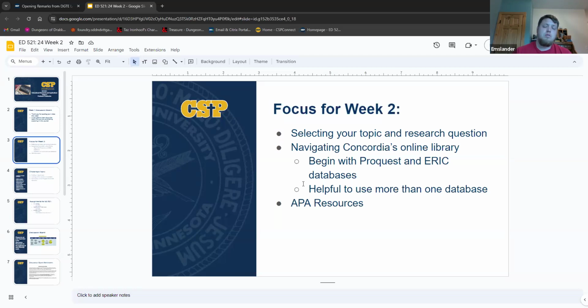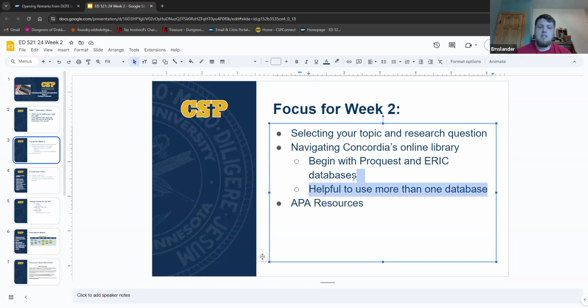And it is helpful to use more than one database. I strongly agree with this sentiment. I think that you'll find different things depending on the database you use. Different colleges and research institutions use different databases when they post their completed articles. And then just making sure to use APA correctly.